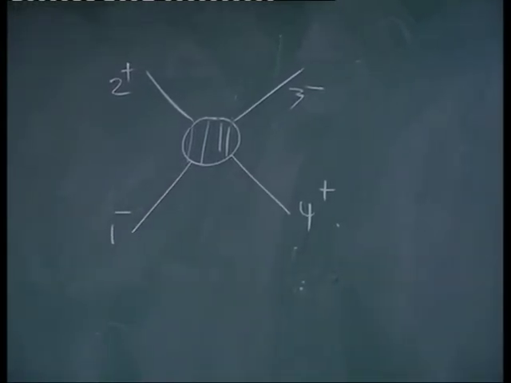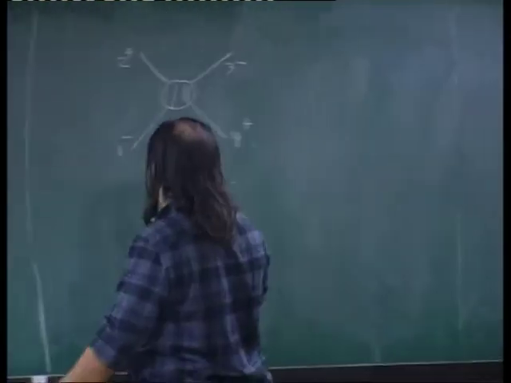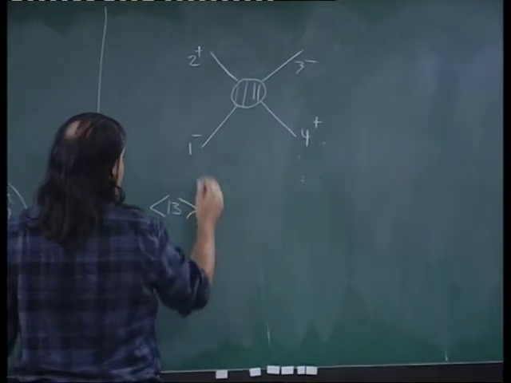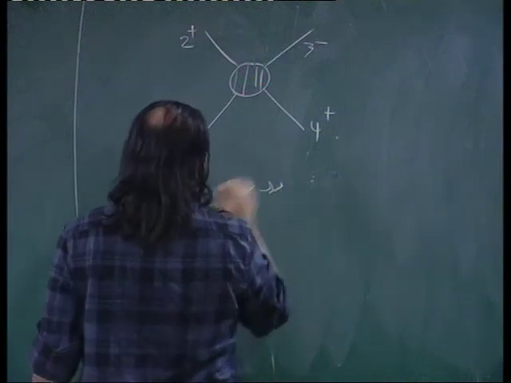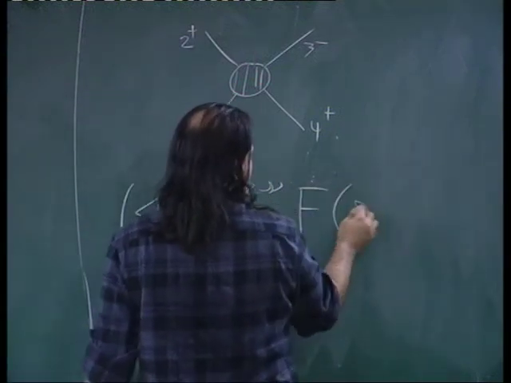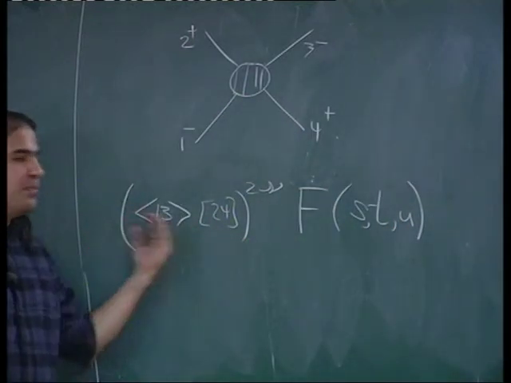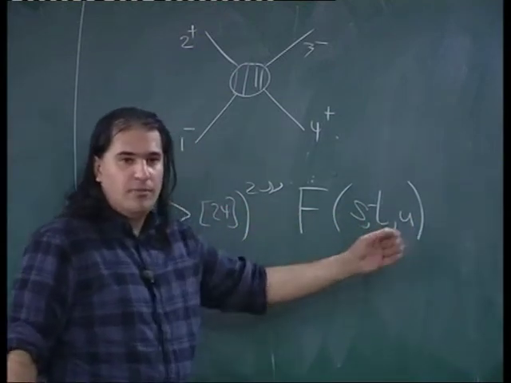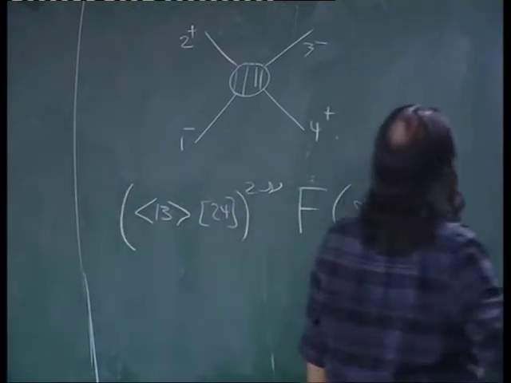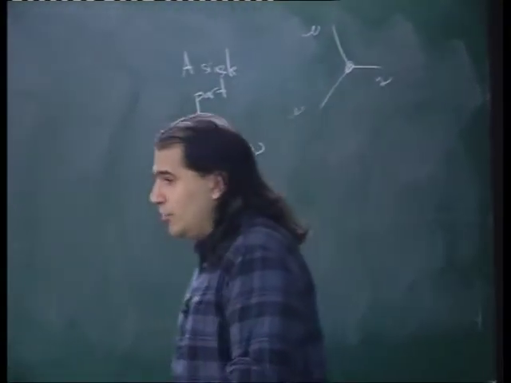Okay. All right, so we know how to write down objects that have the correct transformation properties. For example, I can pull out of here a [1 3] [2 4] to the power of 2s, and then leave the rest as some function of the usual Mandelstams, f of s, t, and u. This factor out in front pulls out all the helicity information, so whatever is left can only depend on s, t, and u. Okay? Great. So that's all we conclude just from correct transformation properties for this guy.